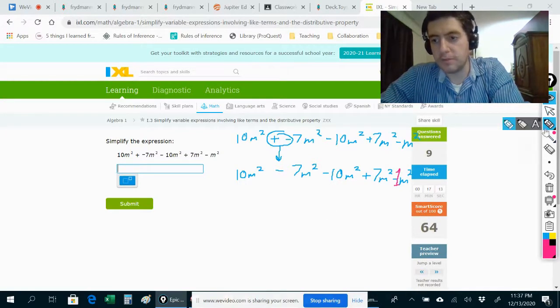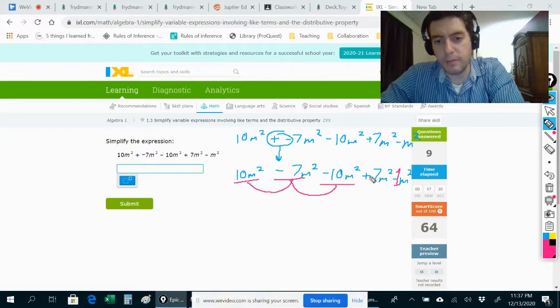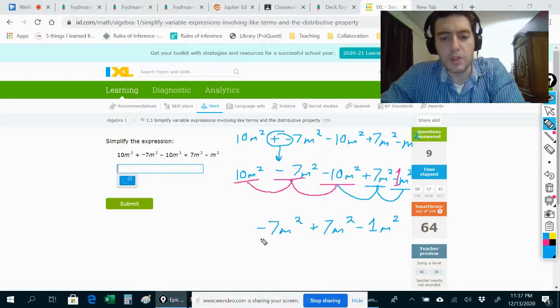So over here, let's just see what I have so far. So I combined this and this. Really, I could combine all of them. But so far, I just combined these three, and I got negative 7m to the second power. Then I have plus 7m to the second power, and then minus 1m to the second power. So really, all of these can get combined because they all have m to the second power. So let's just combine the rest of them now.